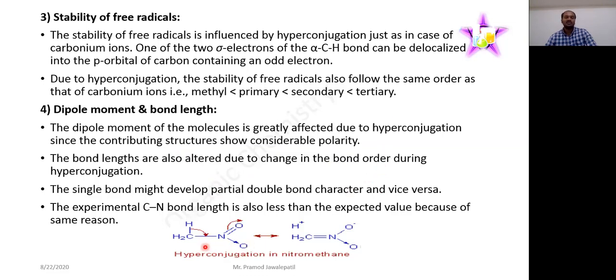So friends, see, in this carbon-nitrogen bond the bond order is different. After the hyperconjugation, the bond order also alters. The single bond might develop partial double bond character and vice versa. The experimental carbon-nitrogen bond length is also less than the expected value because of the same reasons.